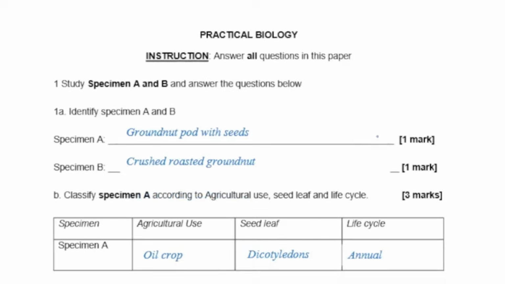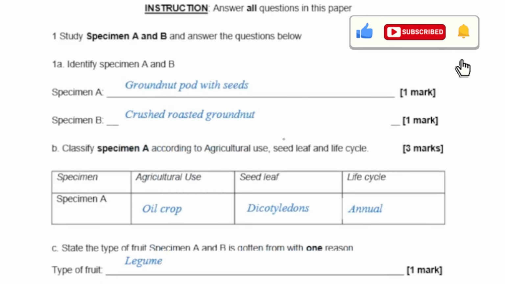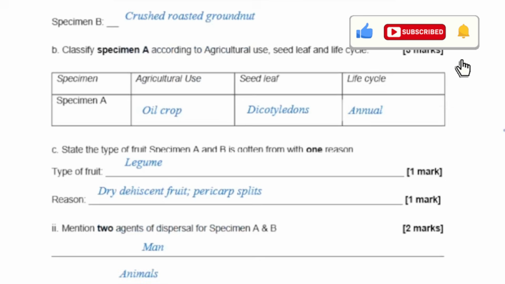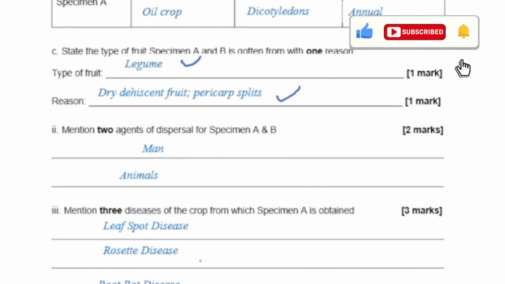So basically here you see that specimen A, we identified it there, and specimen B, and then we classified it agriculturally. We classified it based on the seed leaf and then by the life cycle as well. And then we say the type of fruit is a legume, and the reason is because it's a dry dehiscent fruit, that's the pericarp splits when it is dry to release the seeds. Now we mentioned the agents of dispersal, and then we mentioned the diseases that you can get from the crop from which specimen A is obtained. So you have the leaf spot disease, you have the rosette disease, and you have the root rot disease.